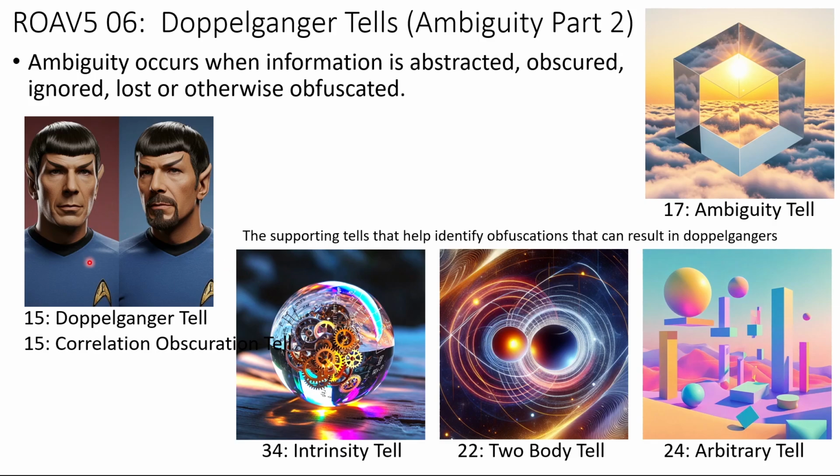And this is the 15th rule, the Doppelganger Tell. It used to be called the Correlation Obscuration Tell. 34 is the Intrinsity Tell. 22 is the Two-Body Tell. And 24 is the Arbitrary Tell. The Intrinsity Tell is actually an offspring of the Arbitrary Tell, but we'll talk more about that later.